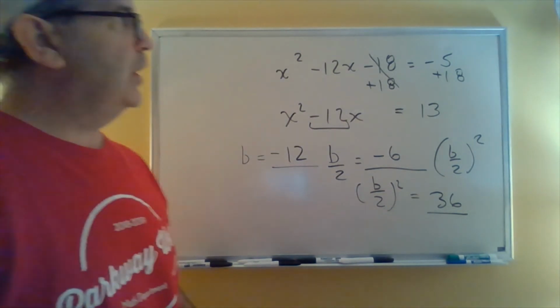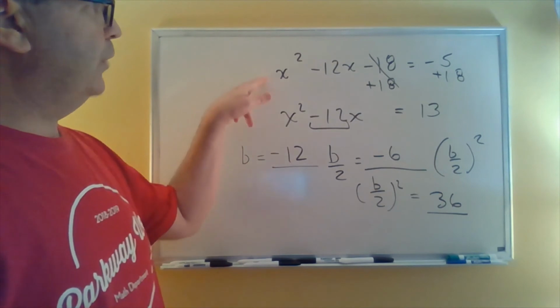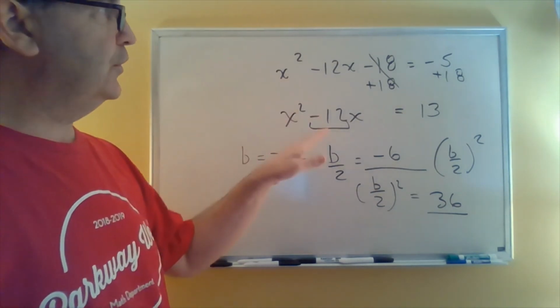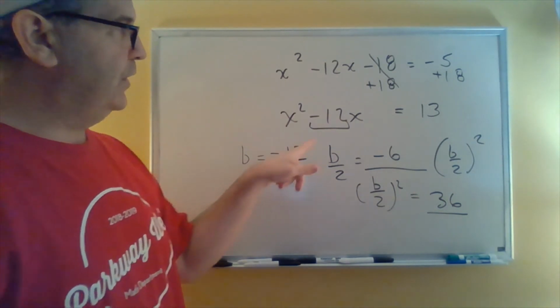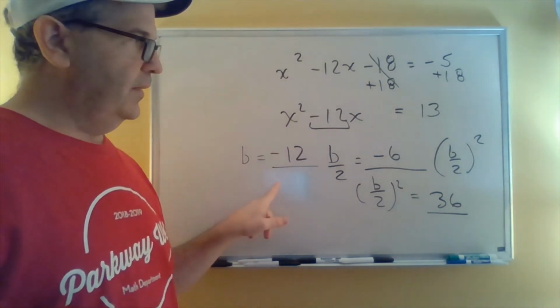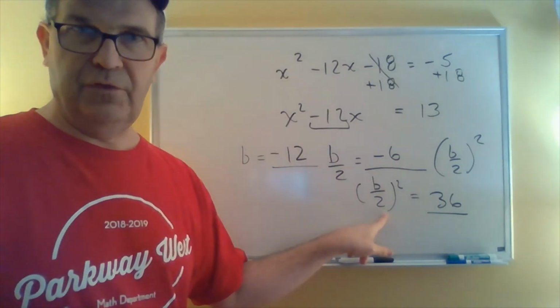So that's what I want you to work on in today's practice. I want you to practice rewriting the equation when it's given to you to make sure that your constants are on the right and your variable terms are on the left. After you do that, identify your b, and then go ahead and do the math. Identify b over 2, and then finally what b over 2 squared is.